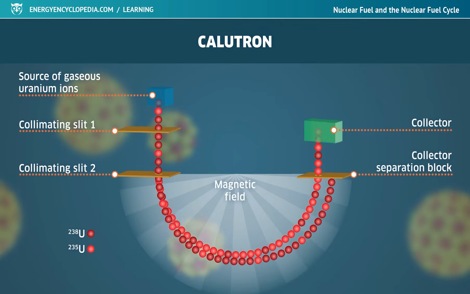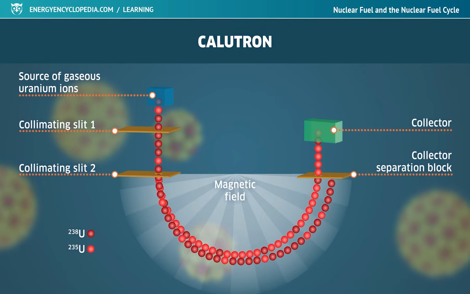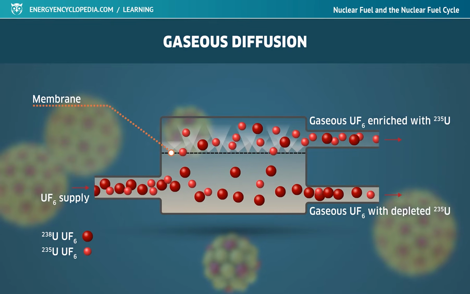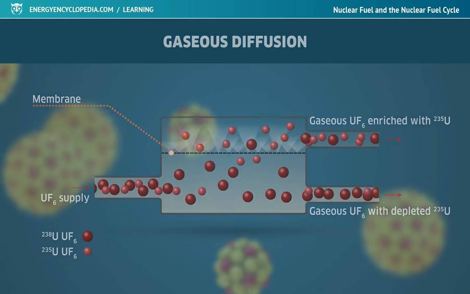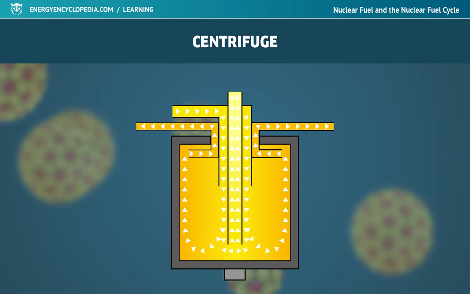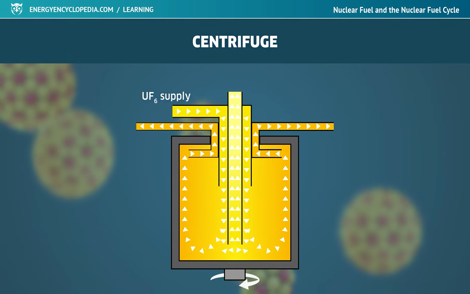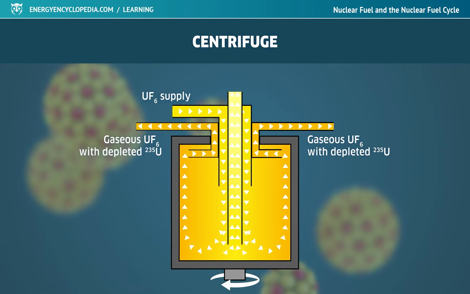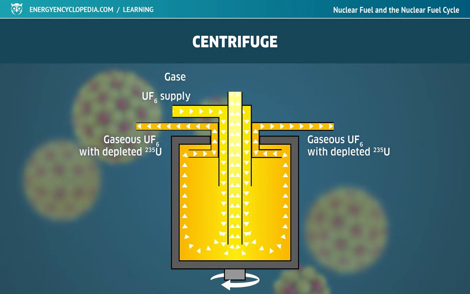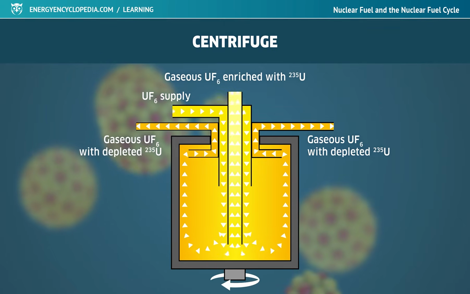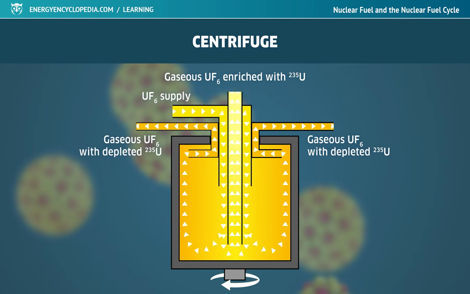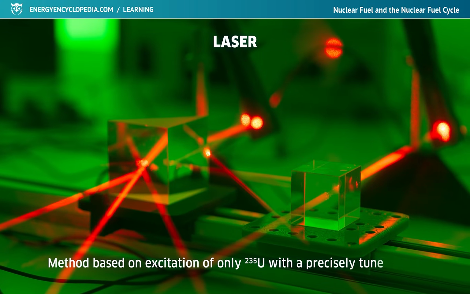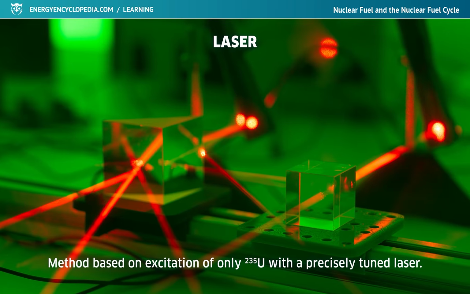The oldest ones use a Calutron, working on the principle of a mass spectrometer, or a semi-permeable membrane through which uranium hexafluoride gas is repeatedly forced through. The most widespread method of uranium enrichment uses centrifuges. Uranium hexafluoride gas is spun in them at a relatively high speed, during which the slightly heavier uranium-238 is pushed to the edge of the centrifuge by centrifugal force, and the lighter uranium-235 remains closer to the center. The latest method of uranium isotope separation is based on the excitation of only uranium-235 with a precisely tuned laser.